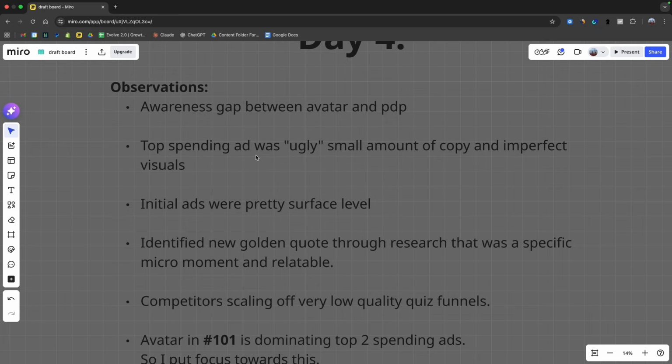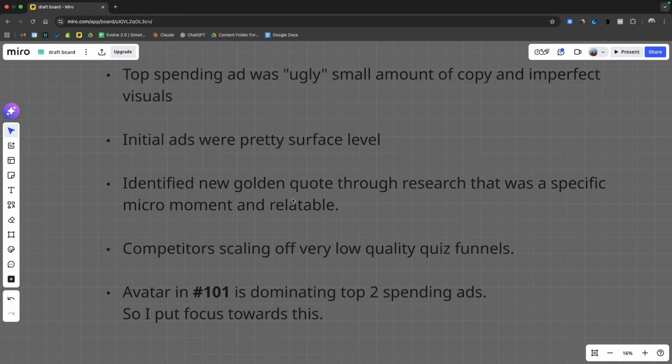So top spending ad, it was ugly, small amount of copy and imperfect visuals. This was done intentionally off the back of our competitors who were using these similar visuals towards a different avatar. I noticed maybe there's a little bit of correlation between these two avatars here. So I launched that same format that was proven for them towards ours. And it paid off by being the top 2 spenders. Another big issue, I already covered this, but the initial ads were pretty surface level. I rushed to get these out.